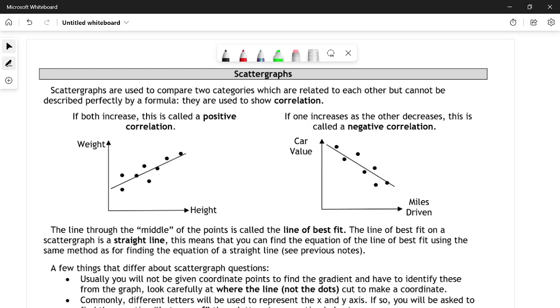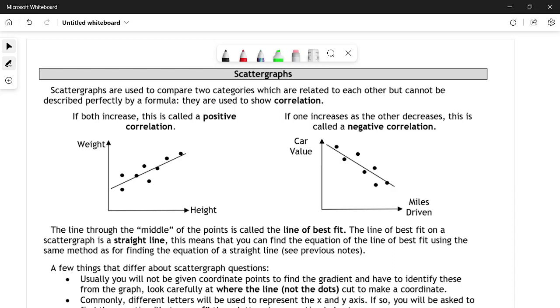So scattergraphs are used to display data which are related to each other but cannot be described perfectly by a formula. And they're used to show a correlation. So how a scattergraph looks, you get two here. It's basically just dots that represent the data points. And what we use scattergraphs for is to just get a general idea of the trend.